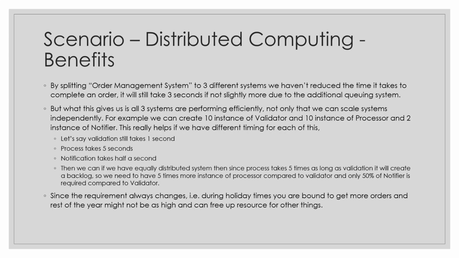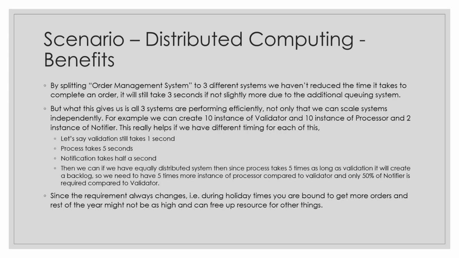So let's take the example I gave before. Let's say the validator only takes 1 second, the processor takes 5 seconds, and the notification only takes half a second, which is more likely what will happen in a real world scenario. In that case, you can have two validators, for example, and then you can have 5 times as many processors. So you're basically scaling the processor higher than the validator, and the notification service only needs 50% fewer instances than the validator service. So you can dynamically scale things up and down depending on the requirement.